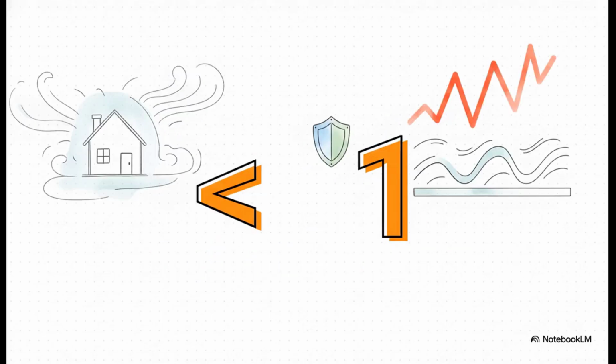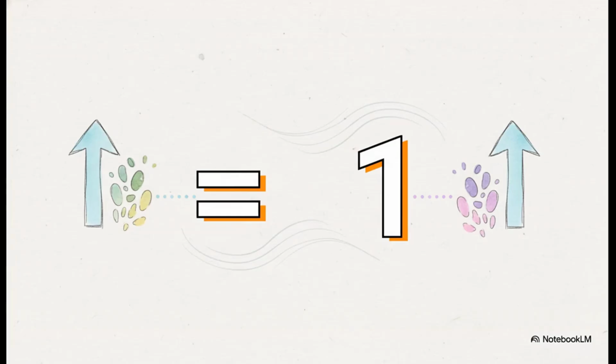Or on the flip side, if a stock's beta is less than 1, it's expected to be less volatile. So a beta of, say, 0.5 suggests the stock would probably move only half as much as the market. It's a little more shielded from those huge market swings, for better or for worse. And what if it's exactly 1? Well, that's as straightforward as it gets. It means the stock's price is expected to move pretty much in lockstep with the market. Market goes up 5%, the stock goes up 5%. It just mirrors the overall trend.